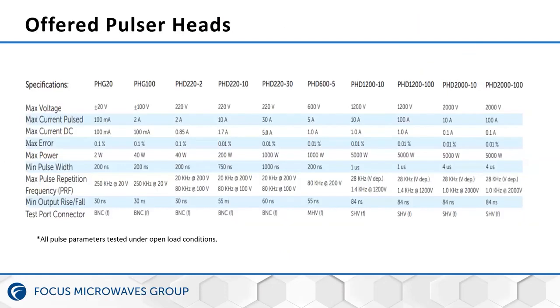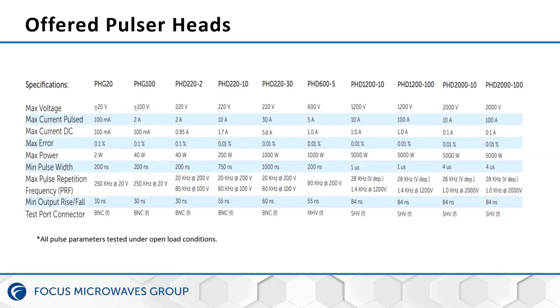When we are talking about pulsed IV characterization, each application is specific to certain parameters. The parameters could be the maximum and minimum voltage and current ratings. It could be the maximum or minimum specified pulse width, the maximum pulse repetition frequency, or the maximum output power.